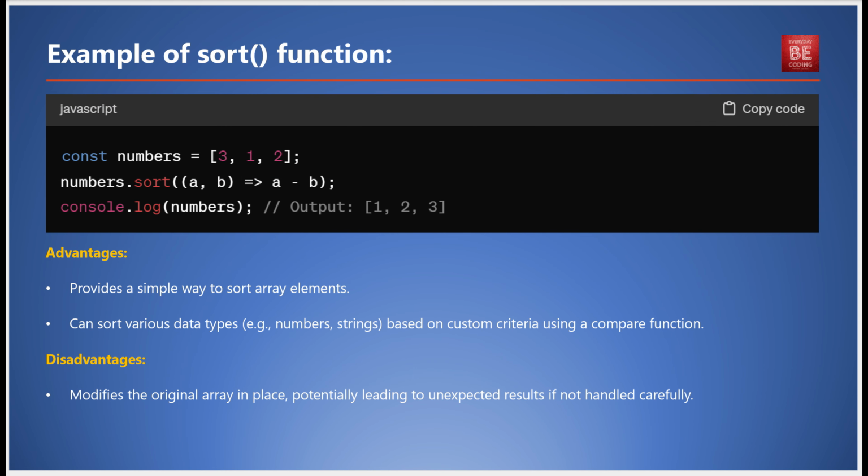Here's how you might use the sort method. Suppose you have an array of numbers, 3, 1, and 2. To sort these numbers in ascending order, you would use the code numbers.sort((a, b) => a - b). The sort method is versatile and can sort various data types based on custom criteria. However, it modifies the original array in place, so handle with care.